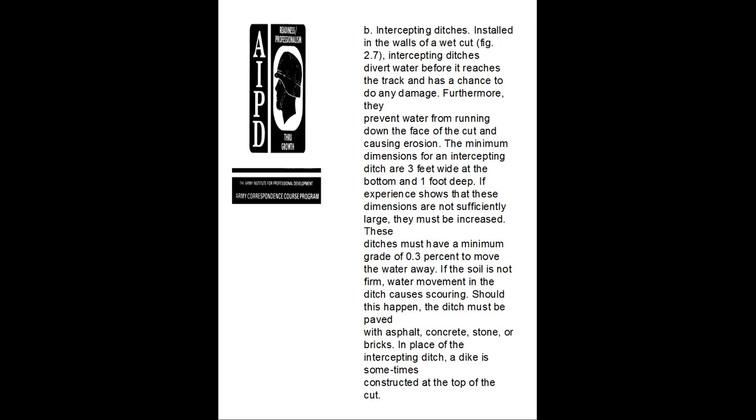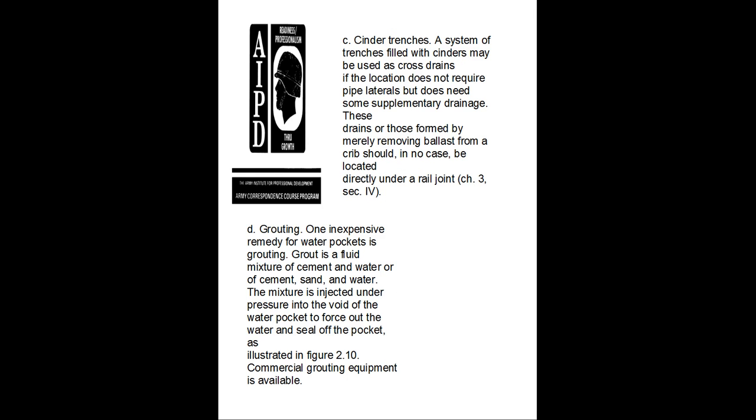If the soil is not firm, the water movement in the ditches can cause scouring, so the ditches must be paved with asphalt, concrete, stone, or bricks. In place of intercepting ditches, dikes are sometimes constructed at the top of the cut. Cinder trenches. A system of trenches filled with cinders may be used as cross drains. The location does not require pipe laterals but does need the supplemental drainage. These drains are formed merely by removing the ballast from the cribs and should in no case be located directly under the rail joint.